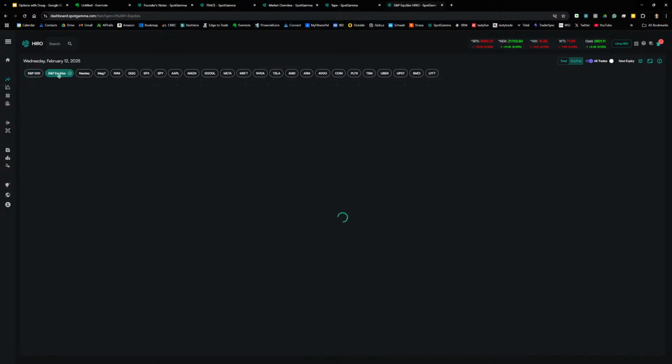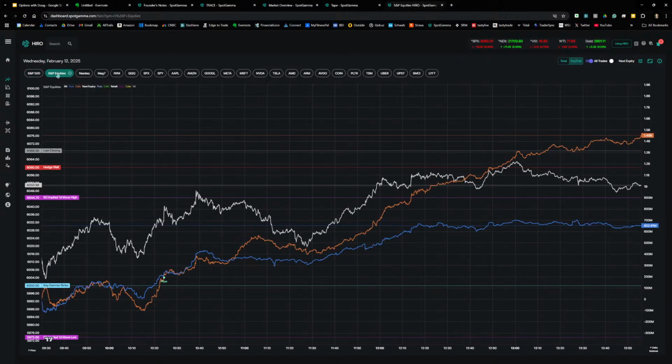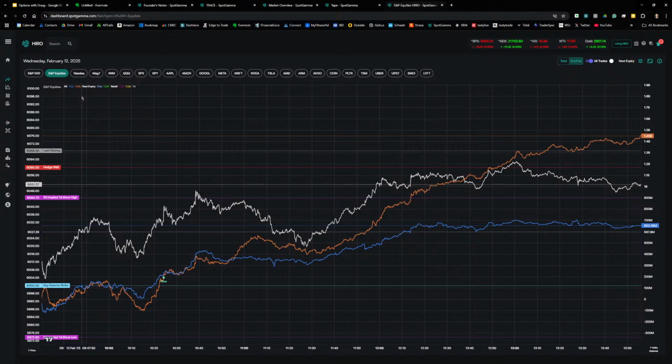This is the other Hero Signal that we can take a look at for the S&P 500. This is the S&P equity signal. And what this is showing is traders are buying calls and selling puts. This is for the S&P 500 stocks, all 500 stocks in the S&P 500 index.